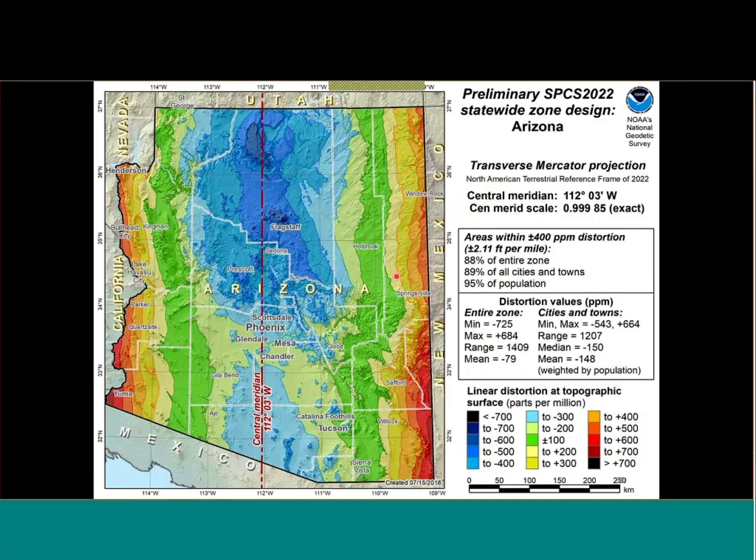Anyway, you see how it's distributed for the state. The idea here is to minimize that distortion at the topographic surface. And even though it's fairly large, it does minimize it for the entire state. And the central meridian is located to help achieve that as well. And we categorize it by population, by the cities and towns that are covered, and by the total state area. Can't dwell on that though, I have to press on.